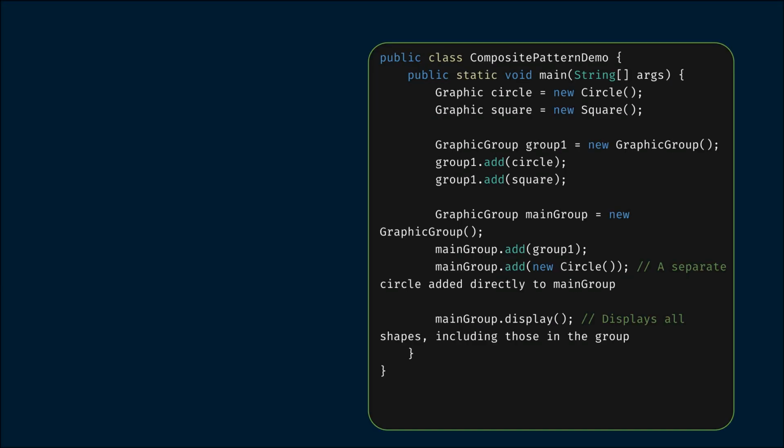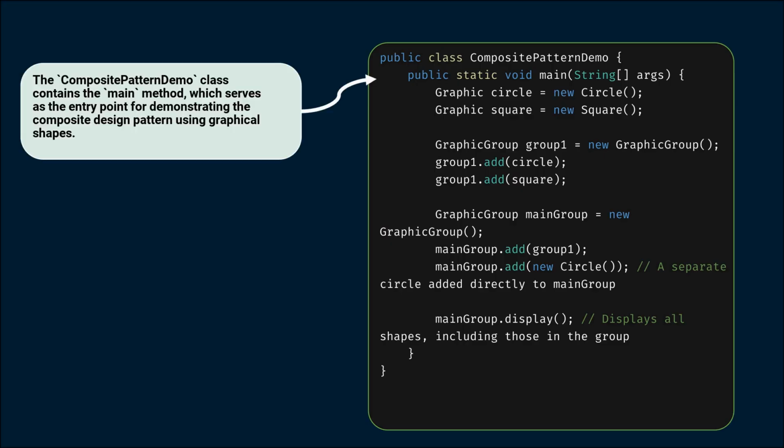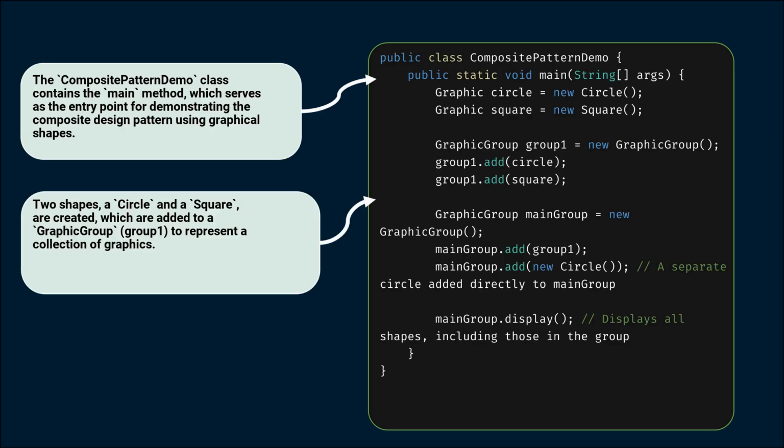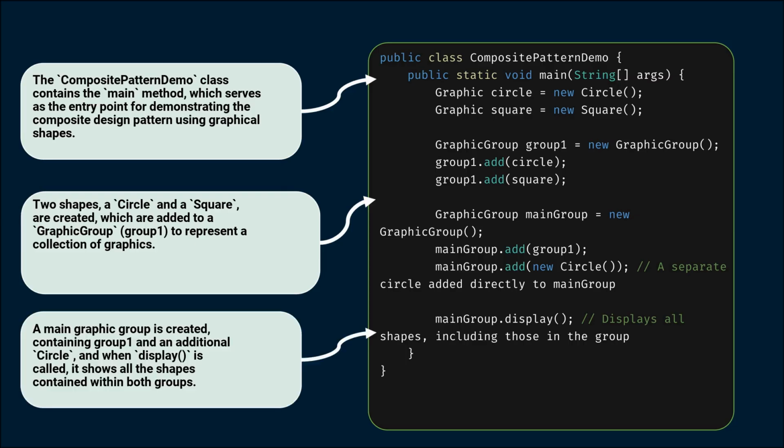Now let's implement the following code to demonstrate the functionality of the composite pattern. In this example, we start by creating instances of individual graphic shapes, a circle and a square. These objects adhere to the same interface graphic, which allows them to be treated uniformly within our code. Next, we transition to the concept of grouping graphics by creating a graphic group. This group acts as a container for the circle and square we just created, which we add using the add method. Now we can manage these shapes collectively while still maintaining their individual behaviors.